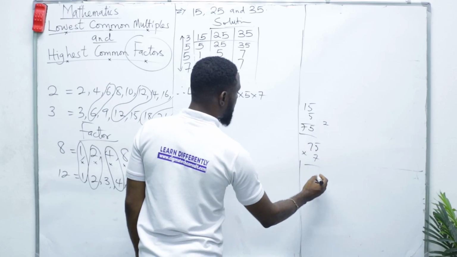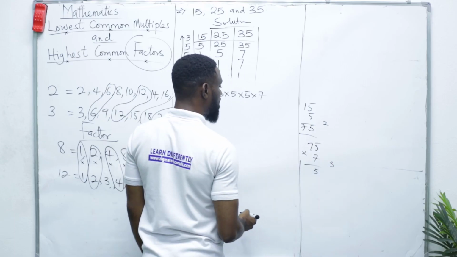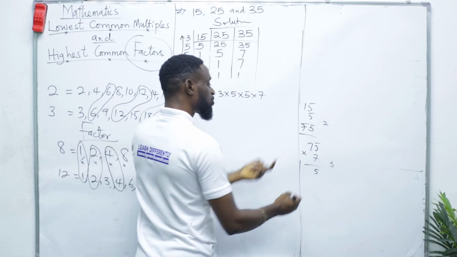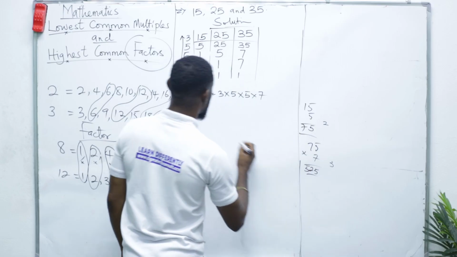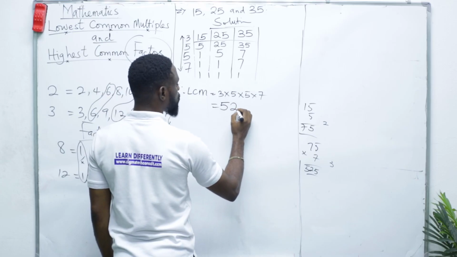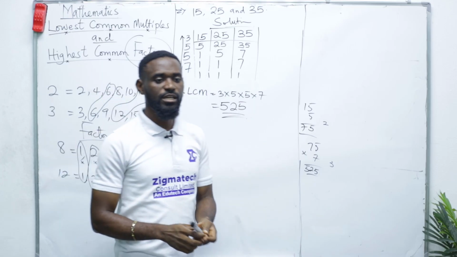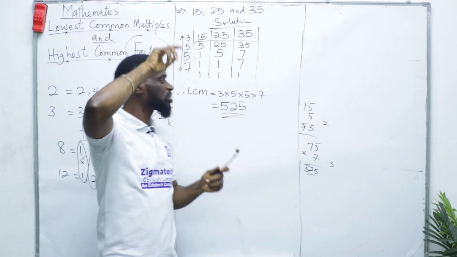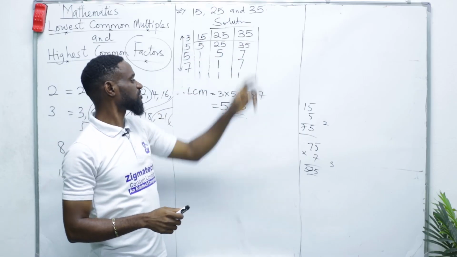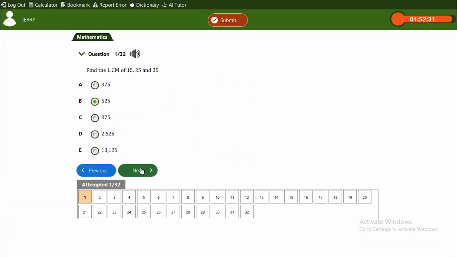7 times 5 is 35. So write down 5, carry 3. 7 times 7 is 49. 49 plus 3 is 52. This is 525. Okay, so the lowest common multiple, the multiple that is common to 15, 25, and 35 is 525. So if you look at that, our correct option there is 525, which is option B.